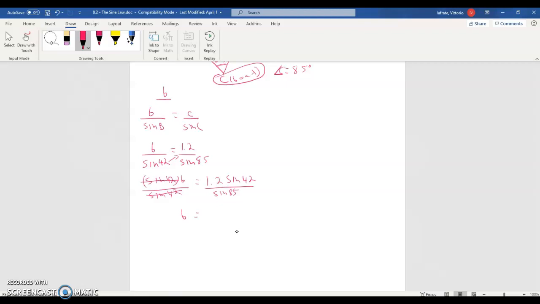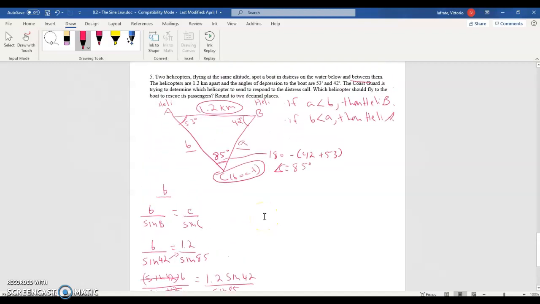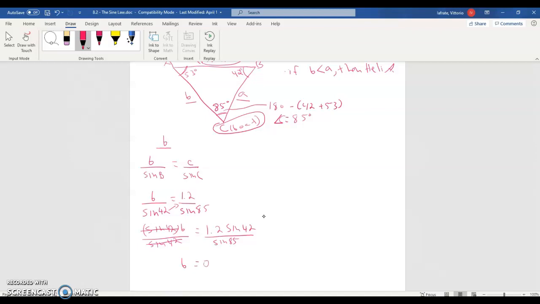And I get B is equal to sine 42 divided by sine 85, times 1.2, and rounding to two decimal places, I get 0.81. 0.81 kilometers. So I can label this as equals 0.81 kilometers for helicopter A to get to the boat. So let's go and start our setup for A over here. We won't have time to finish, but we can at least get it set up. So we know A over sine A is equal to C over sine C. We'll finish in the next video.